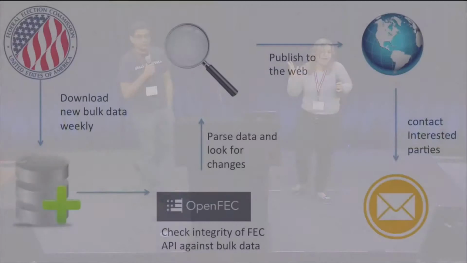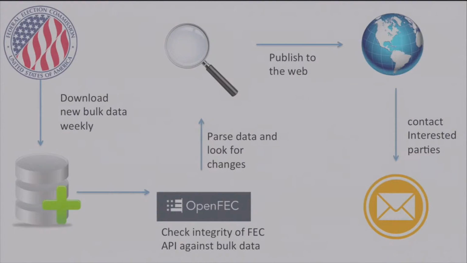We realized both of us want to access the publicly available FEC bulk data. So we built a database to do so. Basically, we download the bulk data weekly from the FEC. We check the integrity of the FEC bulk data against the FEC API that's soon to be released. We parse the data and look for changes from week to week. We publish those changes to the web, and you can sign up for a newsletter where you can receive all of the changes in the past week to the FEC bulk data.